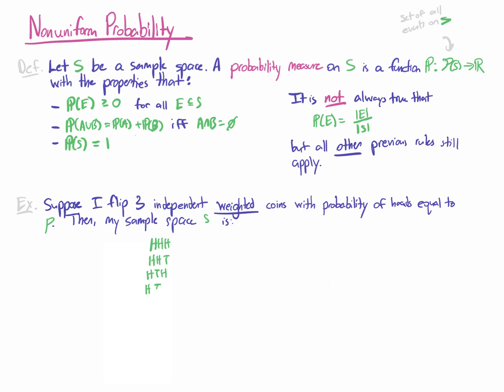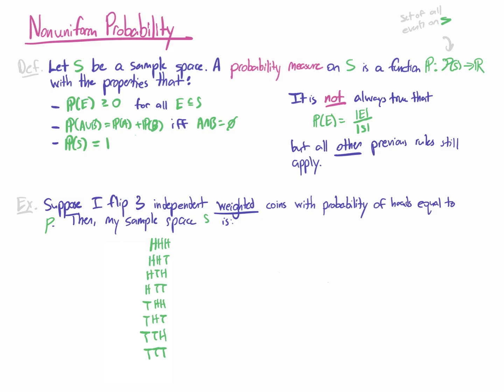Here's HTT, 2 tails. I could have THH, that's 2 heads again, different order. I could have THT. I could have TTH, and I could have TTT. Okay, so there's all 8 things in my sample space.